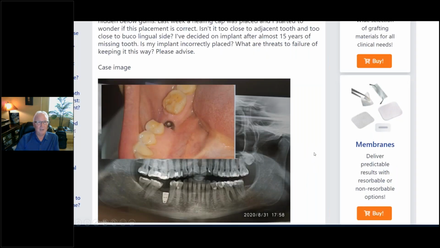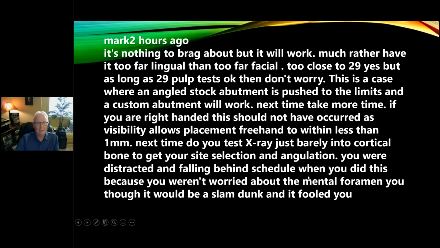So there were a couple replies. And this is what it looked like. Okay, he thought it was too close to this tooth. Basically, you and I know that it's probably too far lingual as well, but that may be just from the ridge atrophy. And you can see that if this is the panoramic, it is close to that tooth. It's been placed so that it's almost sitting on the apex of tooth number 29.